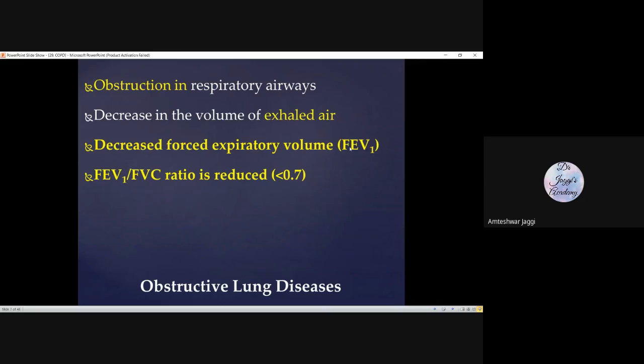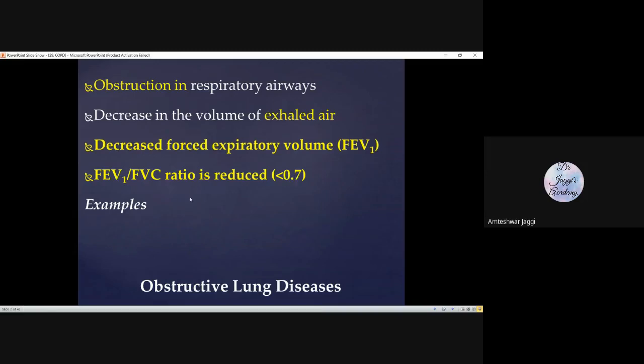There's another parameter actually, which is called the vital capacity, the forced vital capacity. I have written the definition in your notes. What is happening is that if you take the ratio of these two, forced expiratory volume divided by vital capacity, then this ratio will be reduced, and this ratio is typically less than 0.7. Why is this ratio reduced? Because the upper value is reduced. So ultimately, the ratio is going to reduce and it will be less than 0.7.